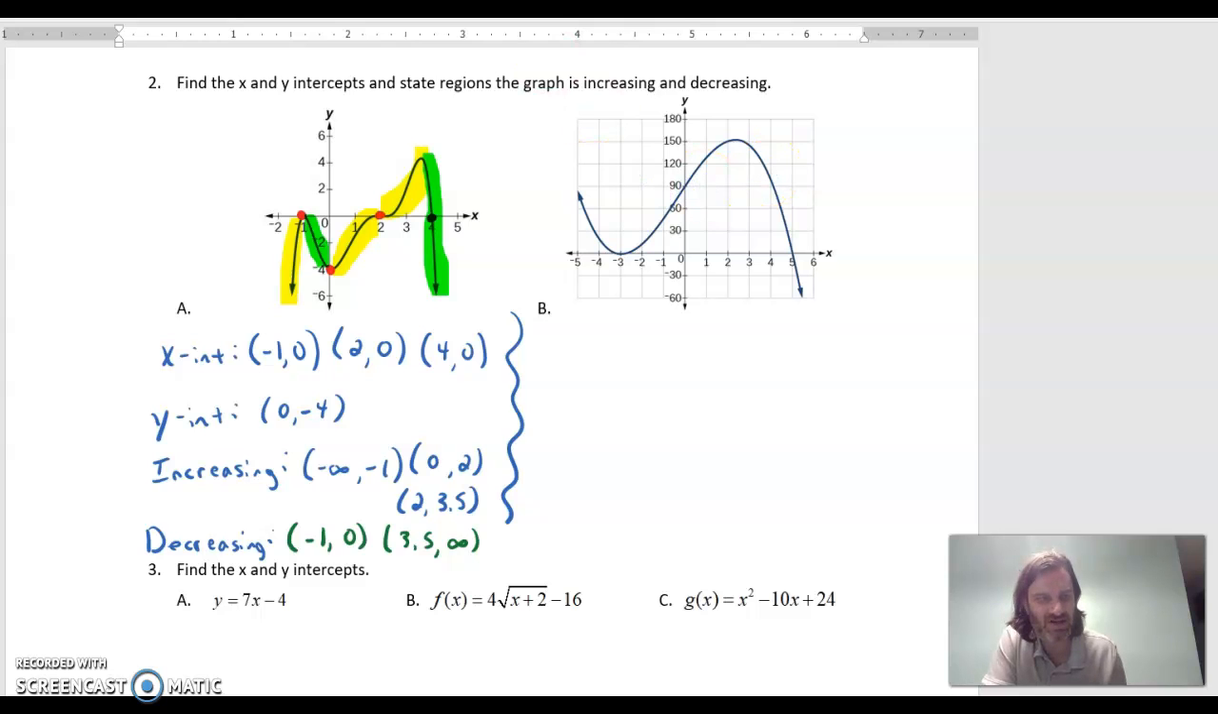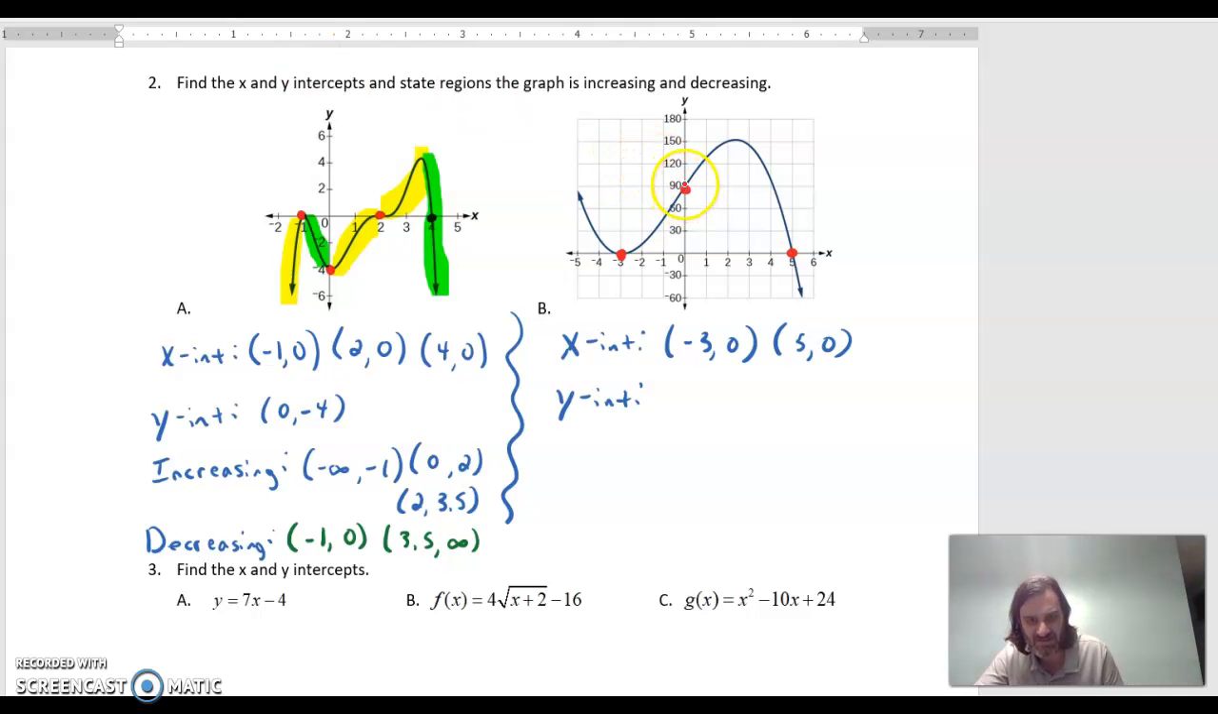B here, a different graph. X-intercepts, it looks like there's one at -3 and one at 5-ish. So let's see here. We'll say the X-intercept is the 2 points, -3, 0, and 5, 0. The Y-intercept, where we cross the y-axis, looks like it happens at about 90. So that would be the point 0, 90.